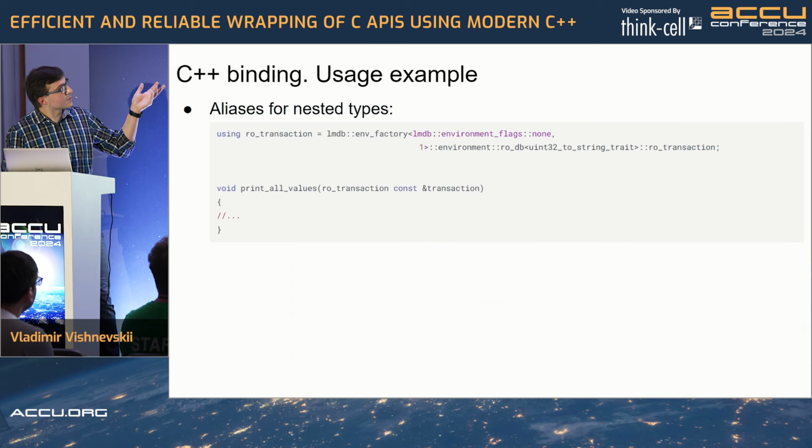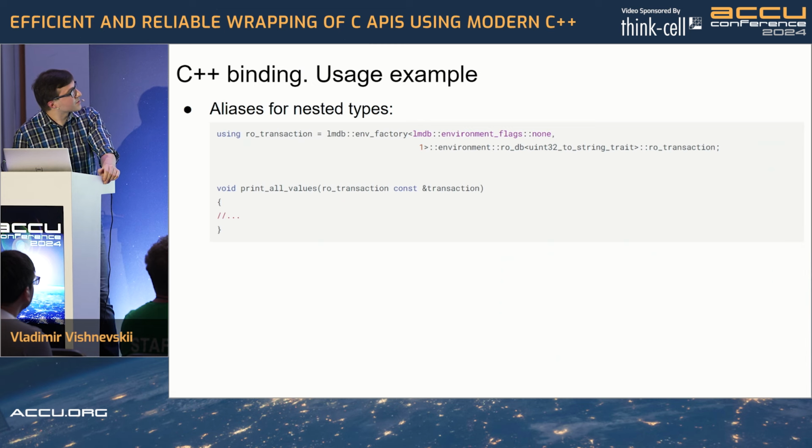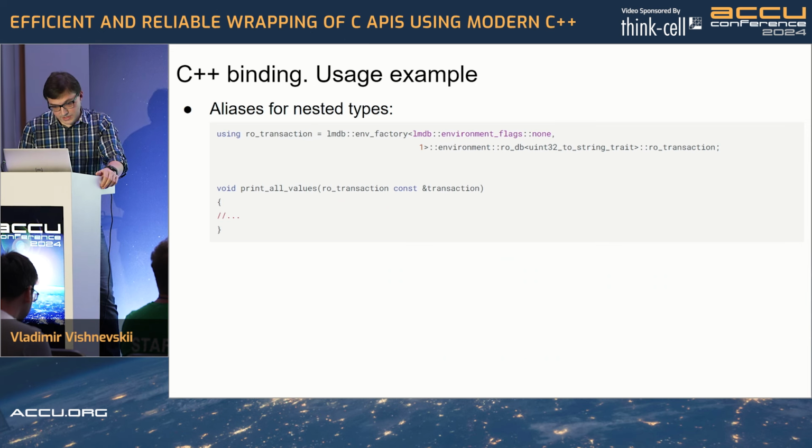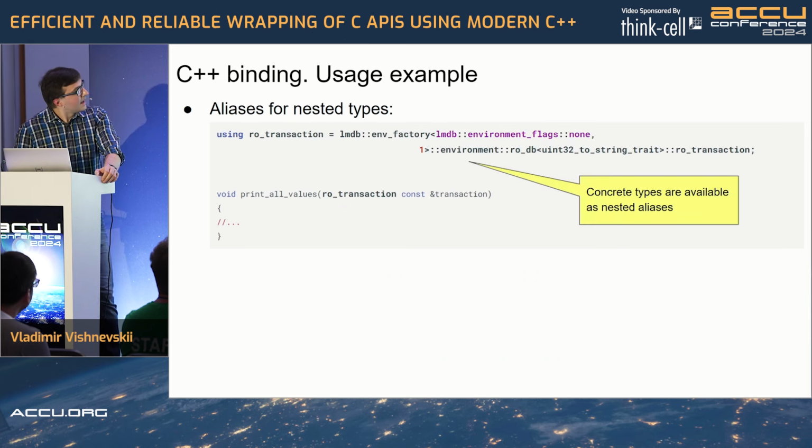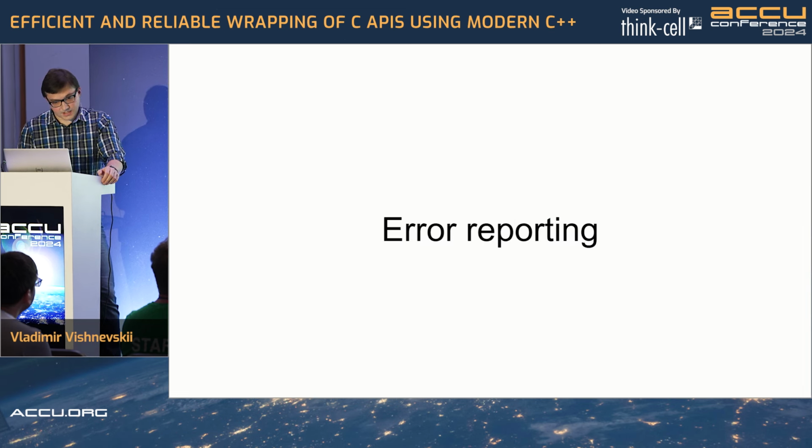And despite this configurability, we still, at compile time, can provide the types that will be used in our program. So for example, here we still have access to our transaction types, so the client code does not need to use template metaprogramming and can just use the concrete type that can be resolved like this. The concrete types are available as nested aliases.